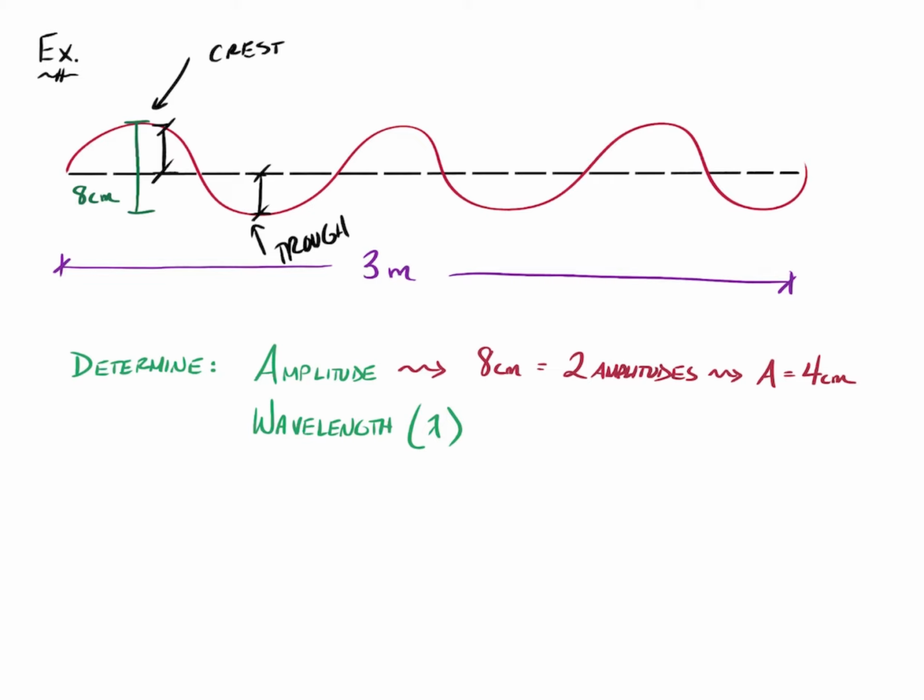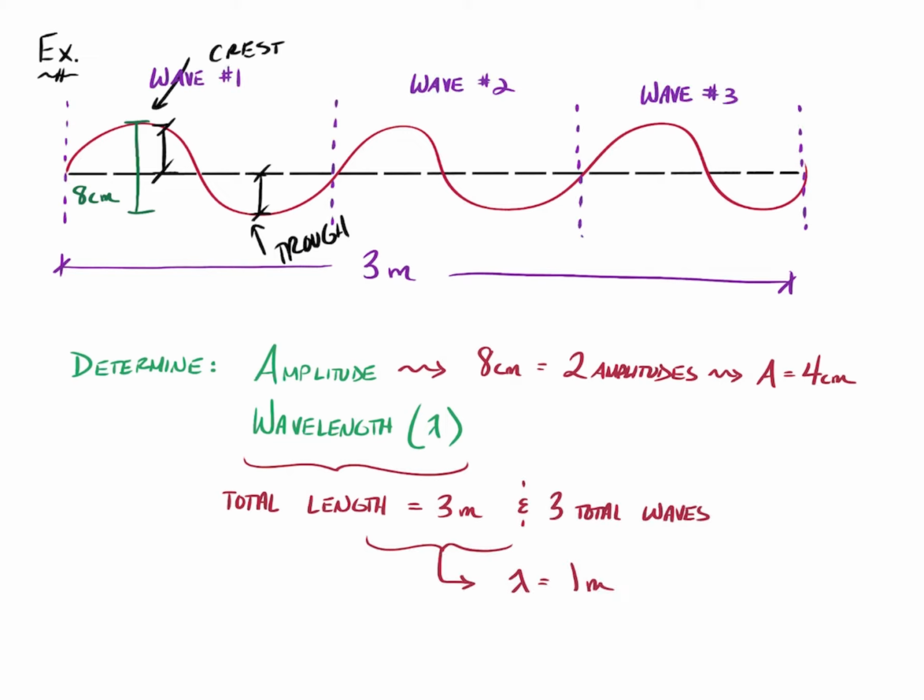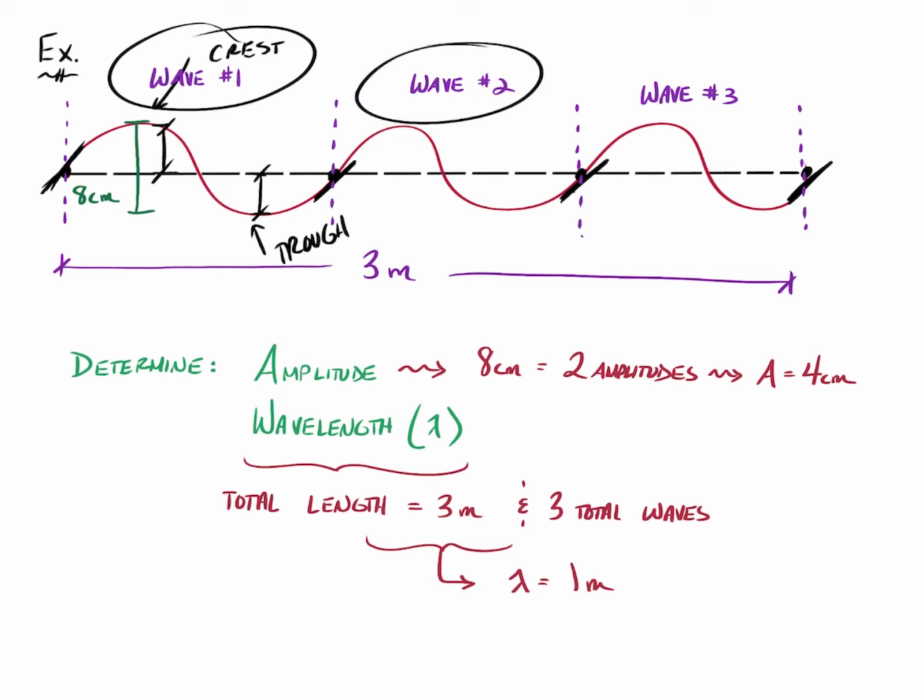To get the wavelength, we have to realize that we have a total length of 3 meters. And I tried to show on here, we actually have 3 full waves. If I start from this point here, that's an upward sloping point on the equilibrium. This over here is the next upward sloping portion. Same here and same here. So we actually have 3 full waves. We've got wave 1, wave 2, and wave 3.